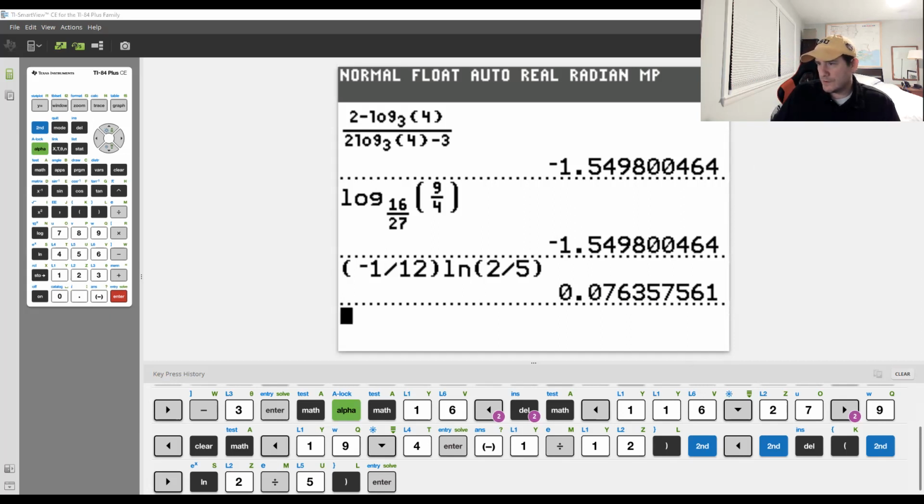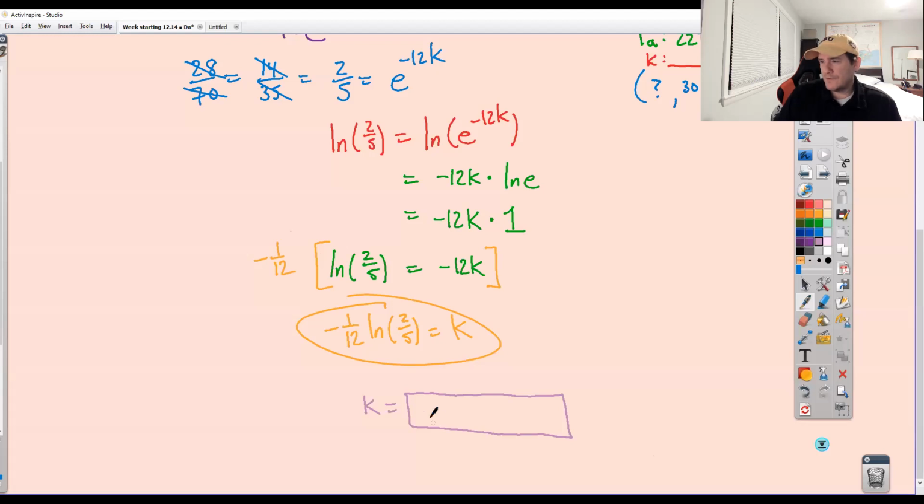Anything else will be marked wrong. 0764. So you'll say k is approximately 0.0764. There's your k value. Now don't use that in your model. I still want you to use the real deal in your model. This is still rounded off and it'll cause your follow-up answers to be wrong. This is just what you're coding into the computer.